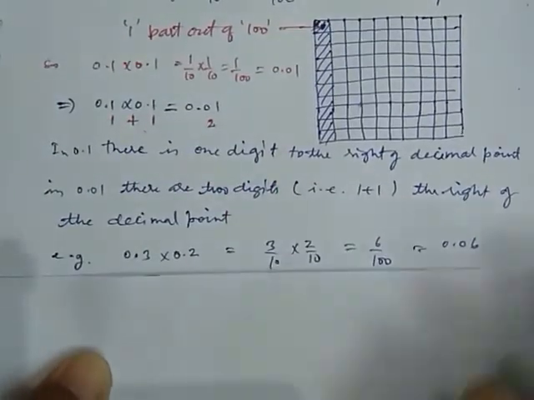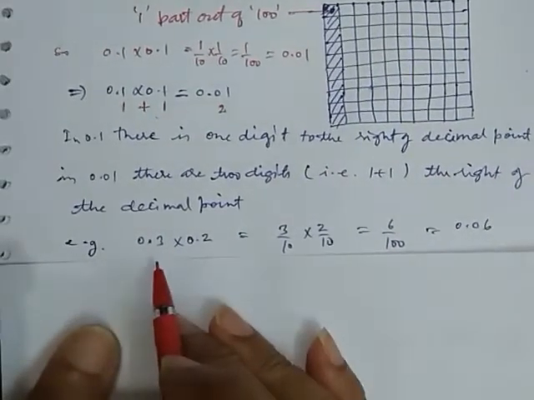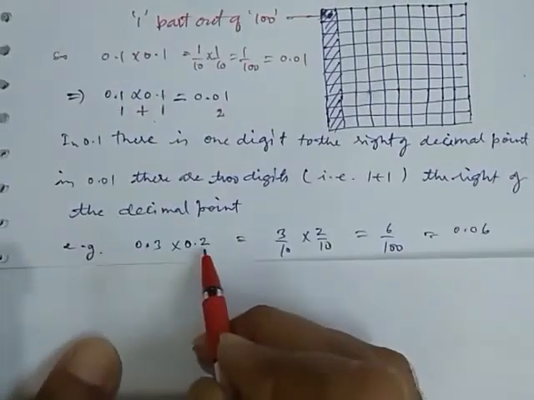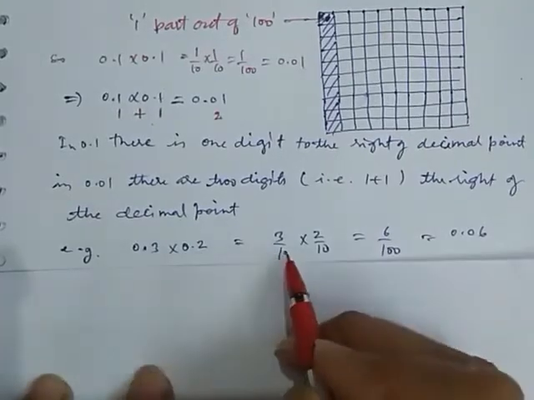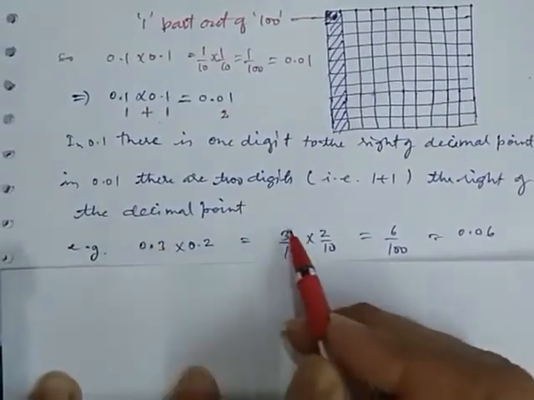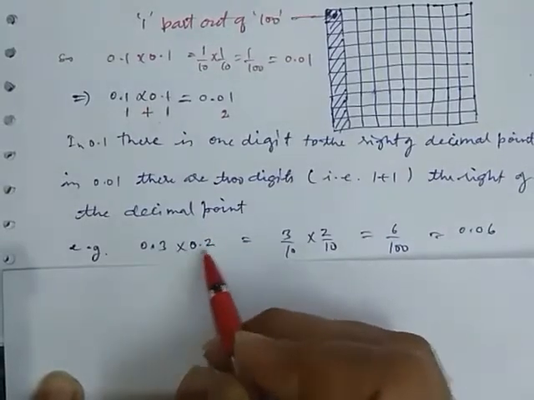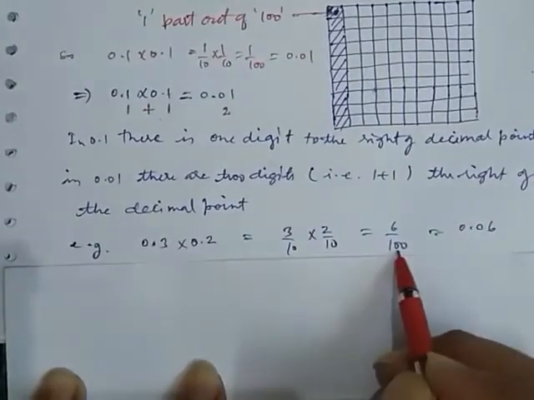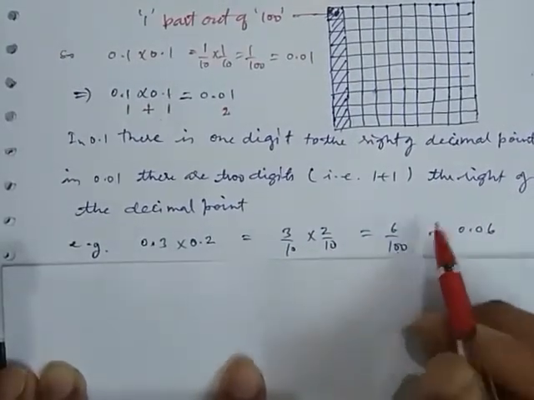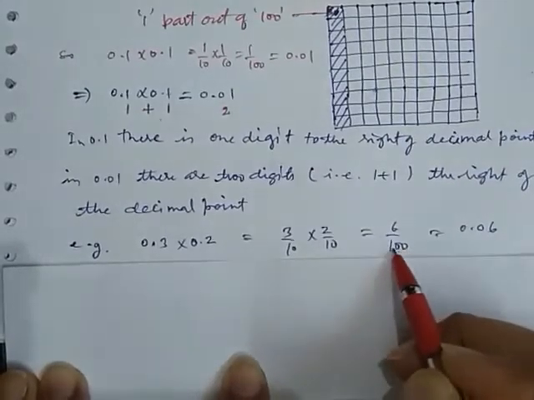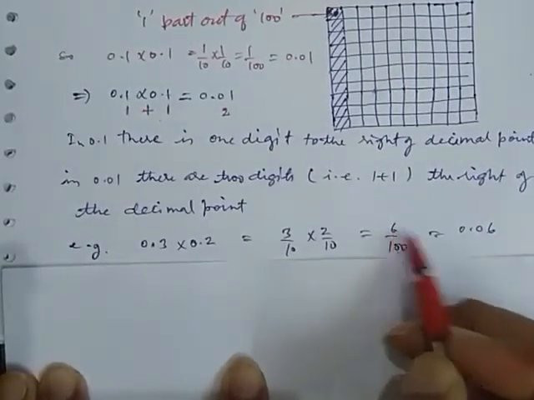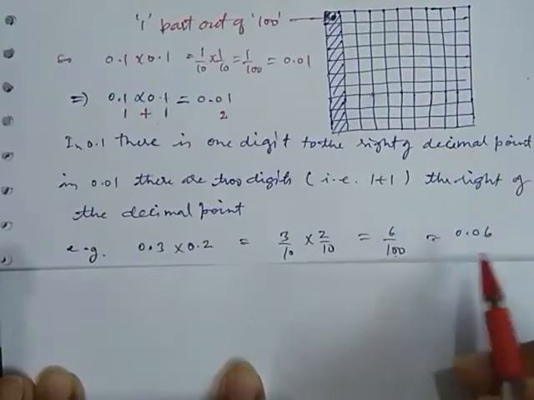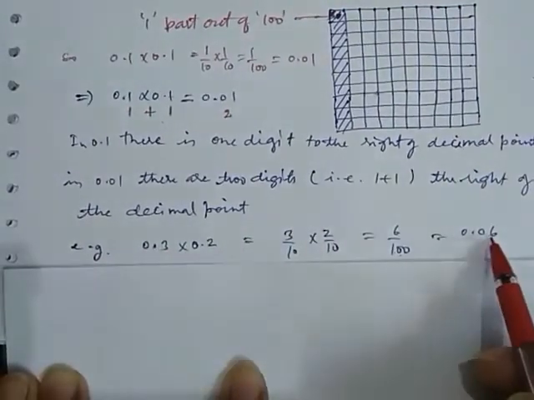Now we make some other multiplication of decimal numbers. Here 0.3 multiplied by 0.2. So we can write this 0.3 as 3 by 10, and we can write this 0.2 as 2 by 10. So first we multiply them: 3 into 2, 6, 10 into 10, 100. Now we put the decimal before 2 digits, because here there are 2 zeros, so we put the decimal here. So directly we can write it down like this.